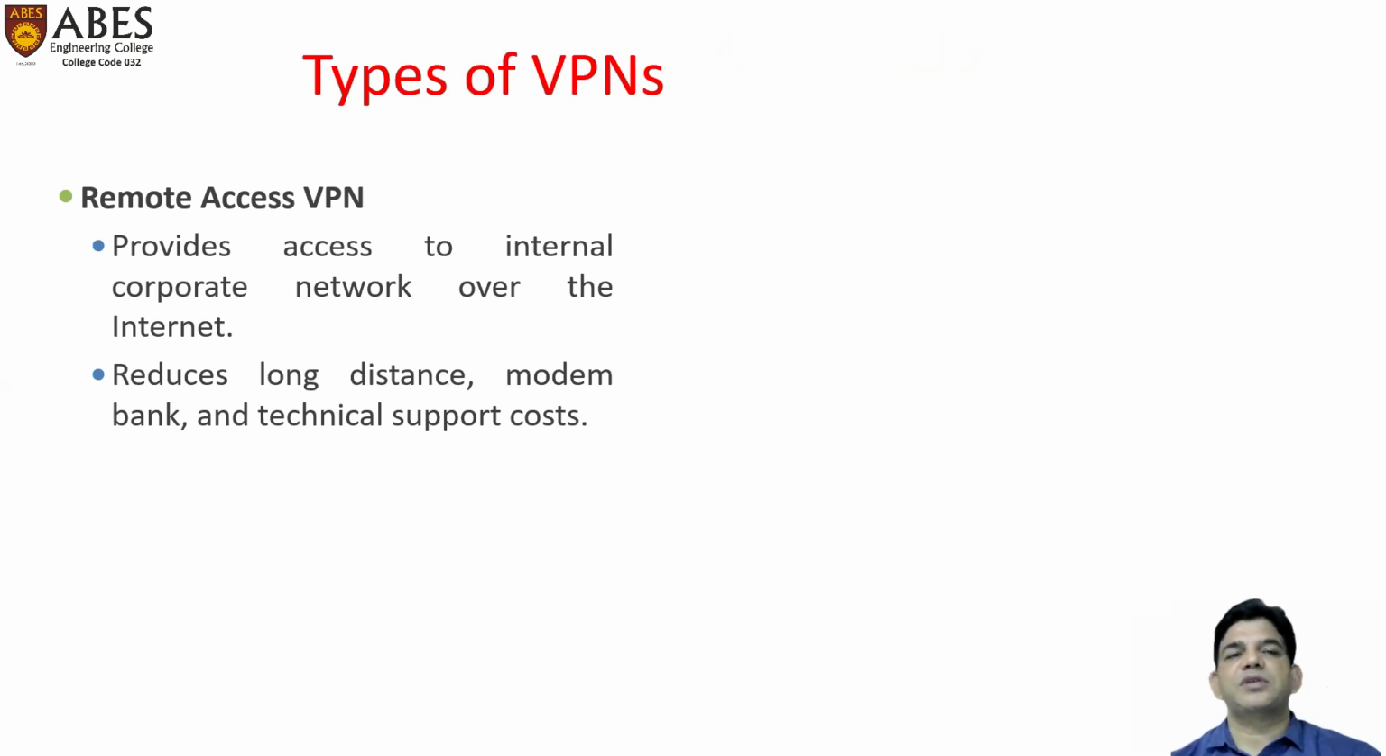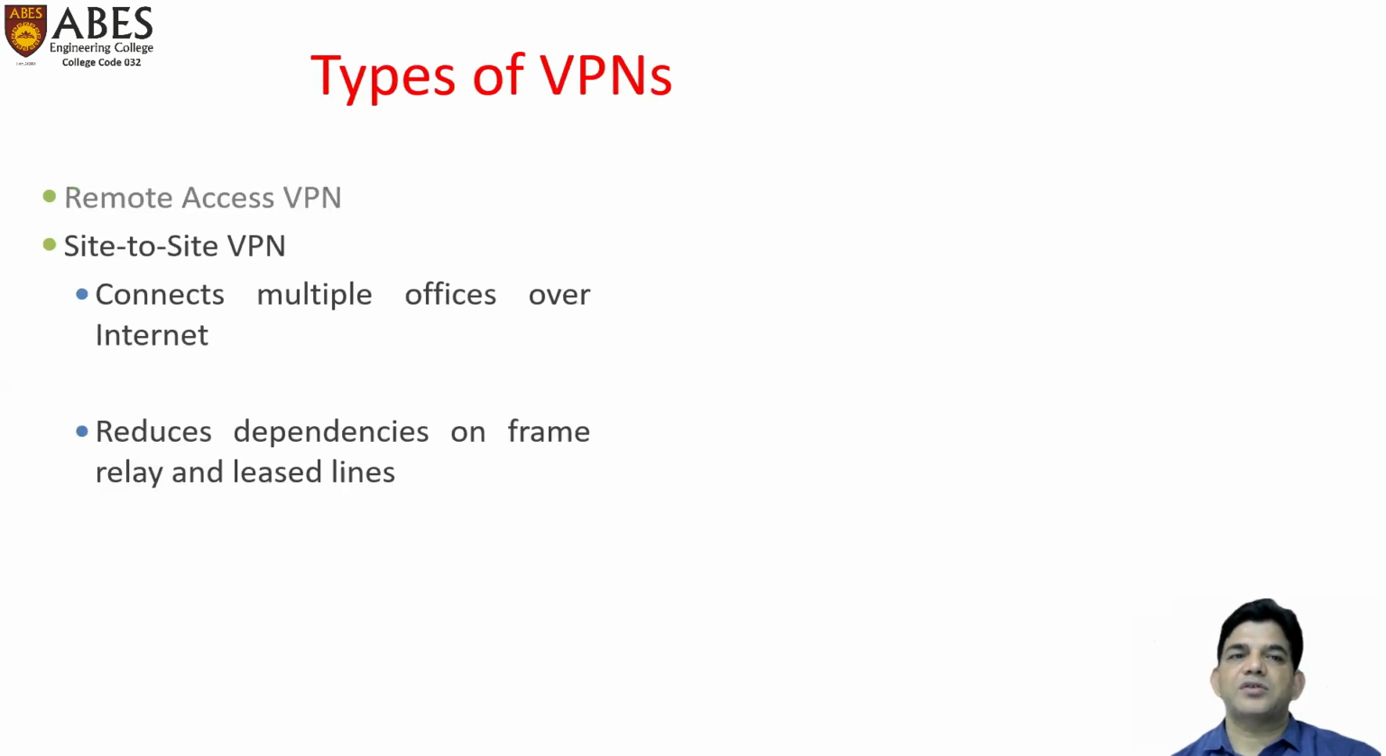So we can talk about remote access VPNs, which provide access to internal corporate networks over the internet. It reduces long distance, modem bank, and technical support cost. That's basically the advantages. A site-to-site VPN connects multiple offices over the internet. It reduces the dependencies on frame relay and leased lines.